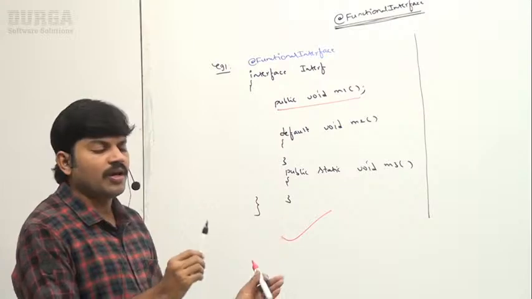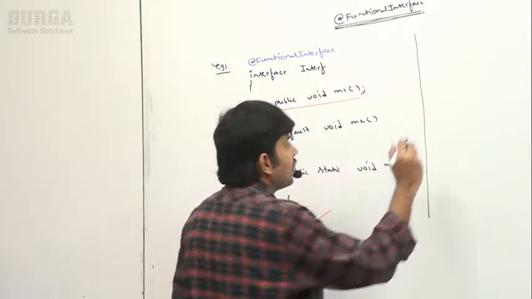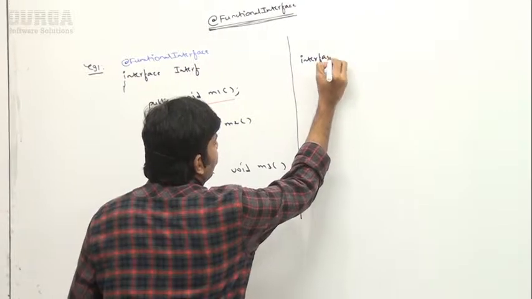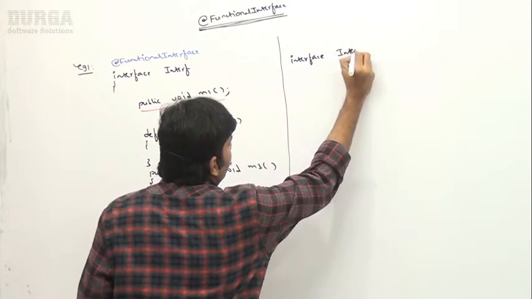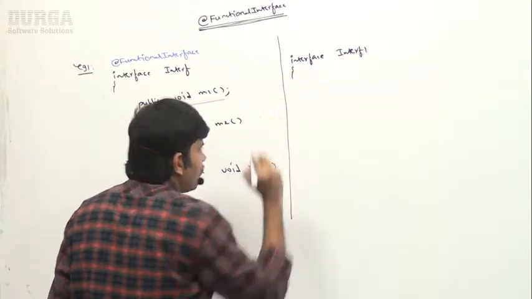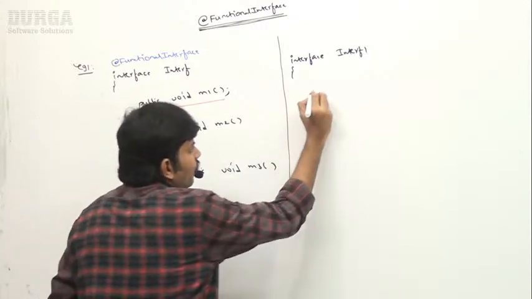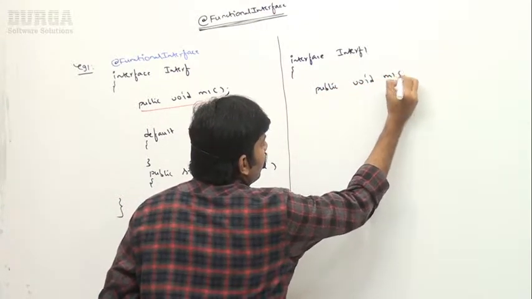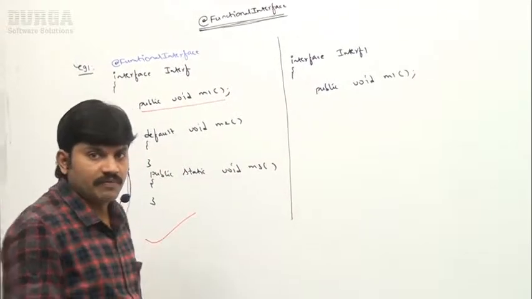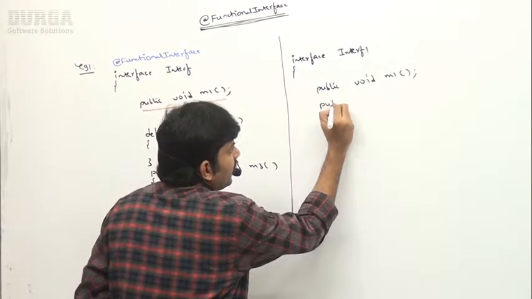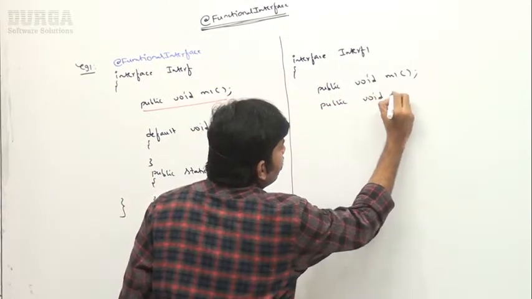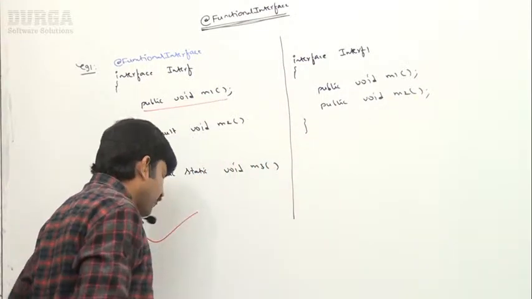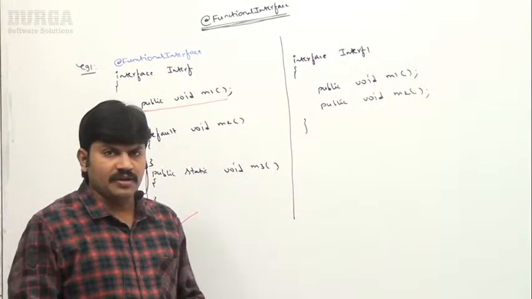Sir, what is the next one I have to explain? Let me go for a small variation also. Here I'm taking one more interface: interface Interf1, with public void m1() and public void m2(). Sir, it's a normal interface, right?